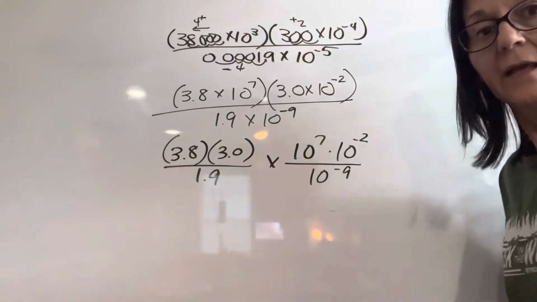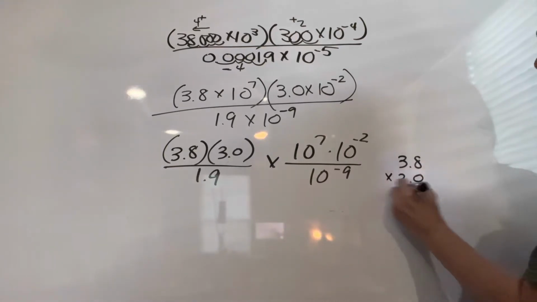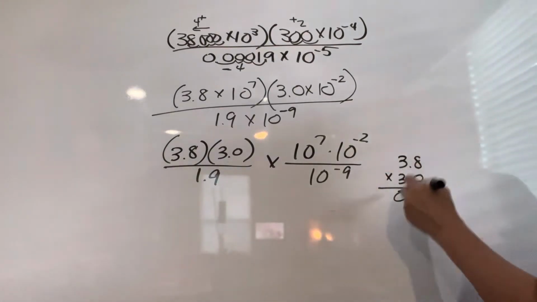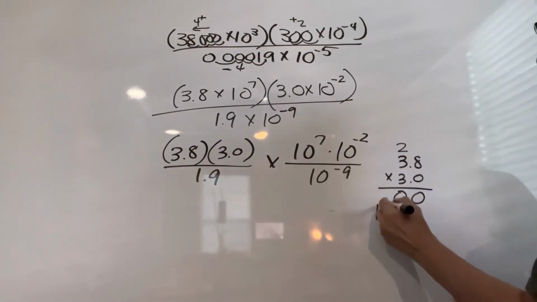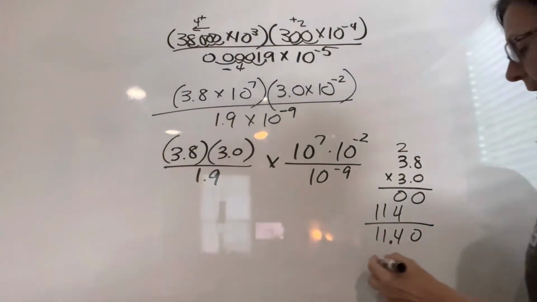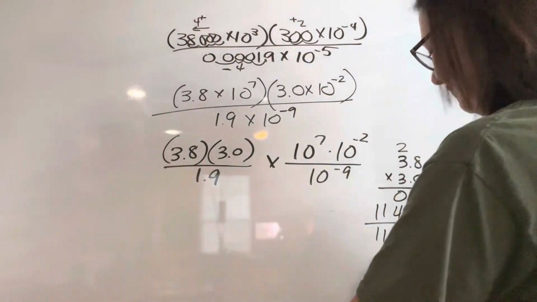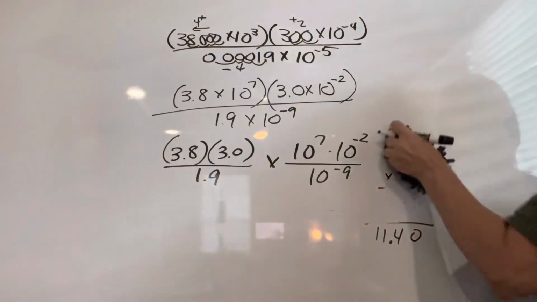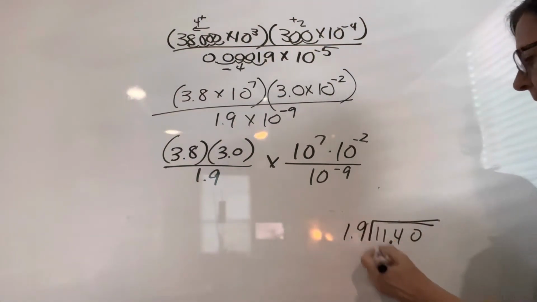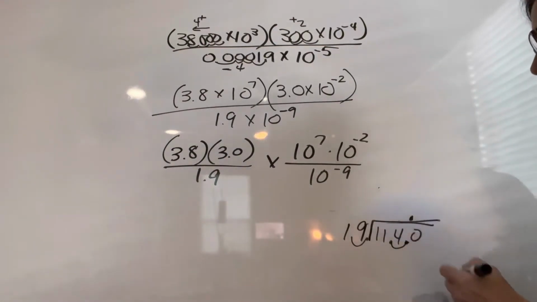I'm going to multiply and divide that. All right, so it's 3.8 times 3.0. Remember how to multiply with decimals. That's 24, that's 9, 10, 11. So that's 1140 with 2 decimal places. Now I'm going to divide 1140 divided by 1.9. I'll do it right here. But remember, I moved the decimal place 1 and 1, so that my decimal place goes here.